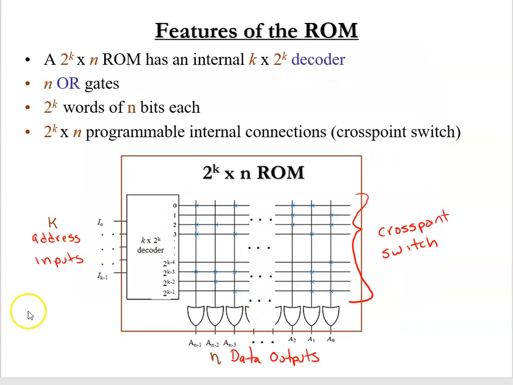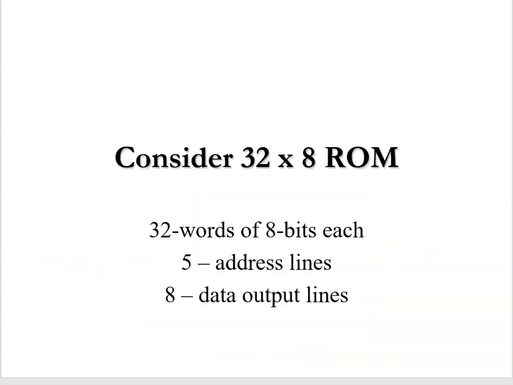So our 2^K by N ROM has an internal K by 2^K decoder. It has N of these OR gates at the outputs. It can address 2 to the K words of N bits each stored in it. And what's in here in this cross-point switch is our programmable interconnections. This is how the data is stored by hardware prior to being used. This cross-point switch is the thing that we want to look at a little bit further.